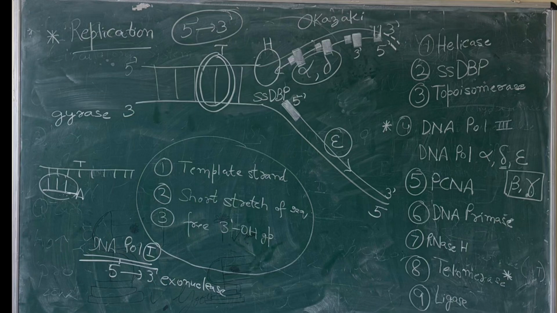The major enzyme that is involved in replication in prokaryotes is DNA polymerase 3, while in case of eukaryotes it is DNA polymerase alpha, delta and epsilon. Your DNA polymerase 3 performs the replication of both the strands in case of prokaryotes, while in eukaryotes there are different enzymes for both the strands. The replication of the leading strand is performed by DNA polymerase epsilon, while the replication of lagging strand is mediated by DNA pol alpha and delta.